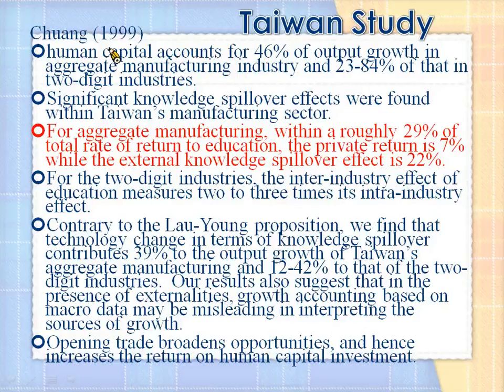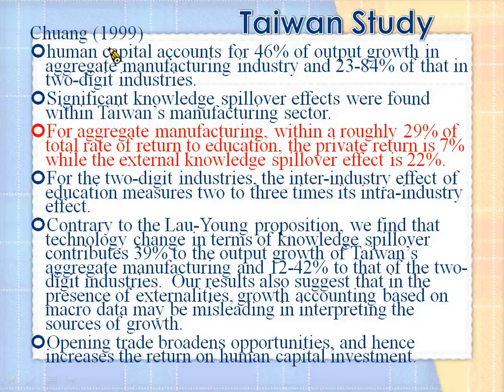That technological progress actually reflects human capital accumulation and also productivity improvement through human capital accumulation. That's the major argument here, against the Lau and Yang proposition, that at least for Taiwan it is not a paper tiger. Okay, we have technological progress, but that technological progress is through human capital accumulation. And also, open trade broadens this opportunity and hence increases the return to human capital accumulation. By opening up trade, Taiwan has also helped the accumulation of human capital.